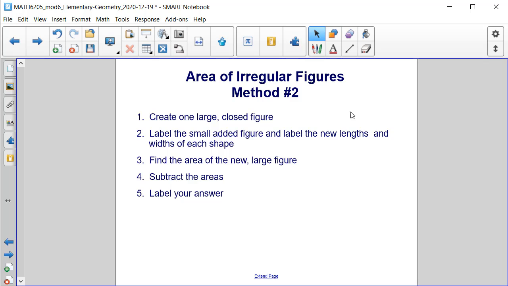Now let's talk about another method to find the area of irregular figures. It is possible to create one large closed figure, such as a rectangle or a huge triangle that covers all of the area. And then label the small added figure and label the new lengths and widths of each shape. Find the area of the new large figure and also find the area of the smaller figure that you're going to have there, and then subtract those two areas. Label the final answer. Let's see how this looks in a few examples.